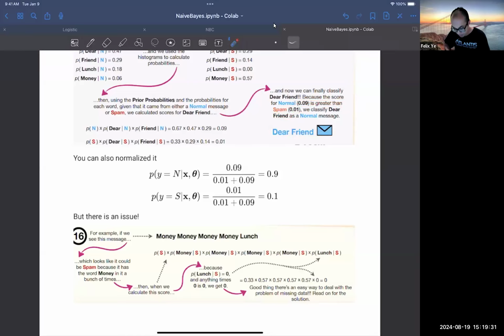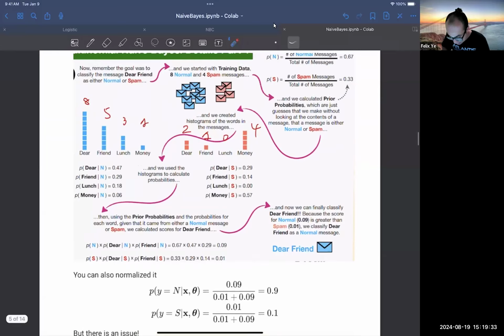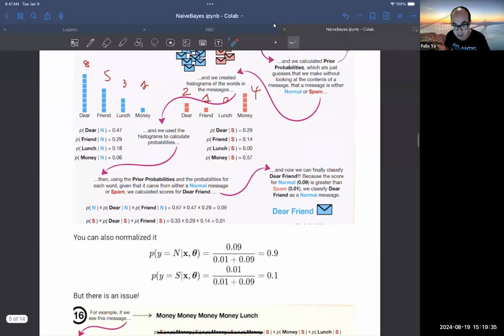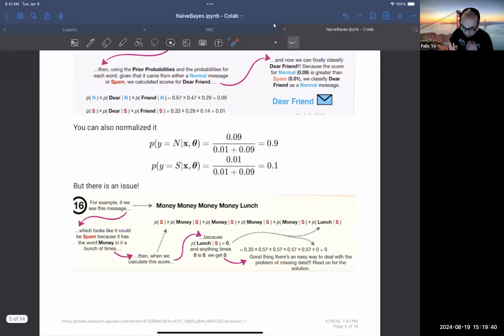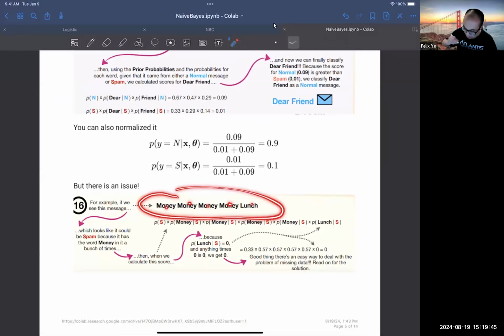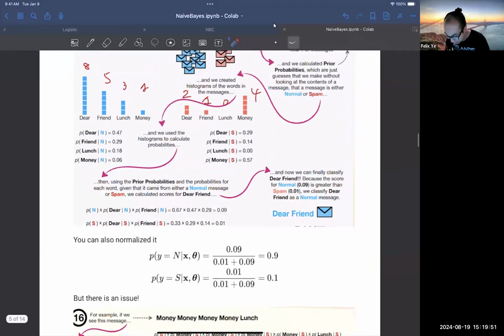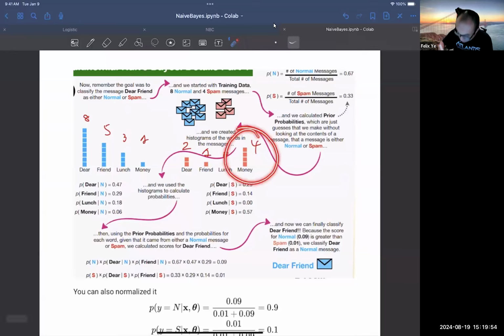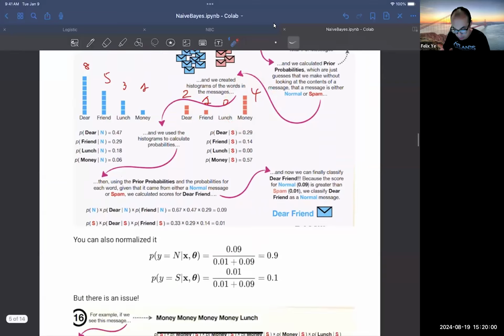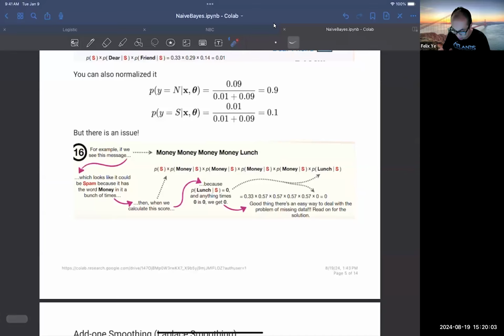On the other hand, this method may have one big issue. The big issue comes from a message like this: money, money, money, money, lunch. This could be spam because it has a lot of money. From this histogram, if a message has a lot of money in it, it is more likely to be spam. So let's calculate this probability right here.